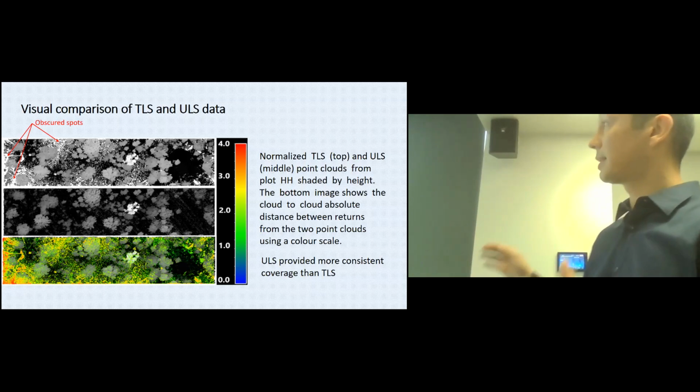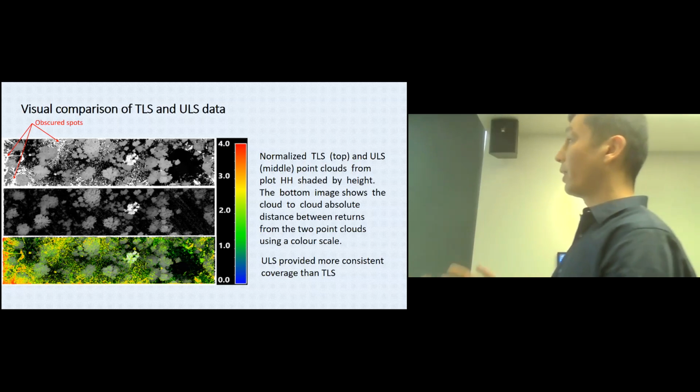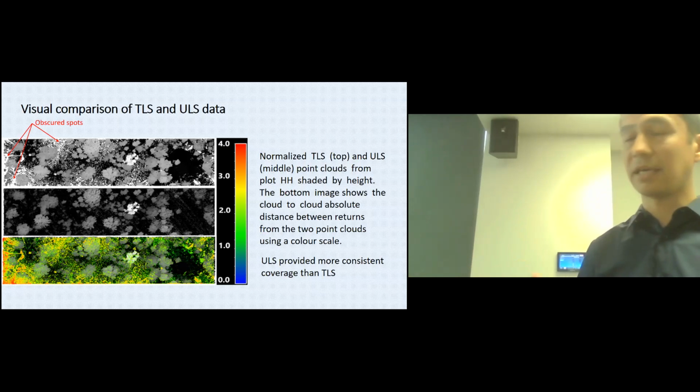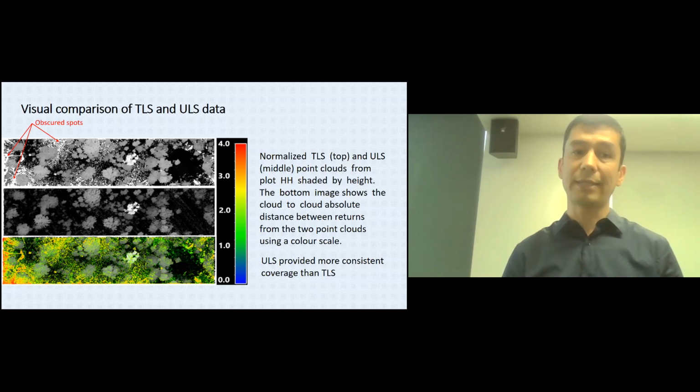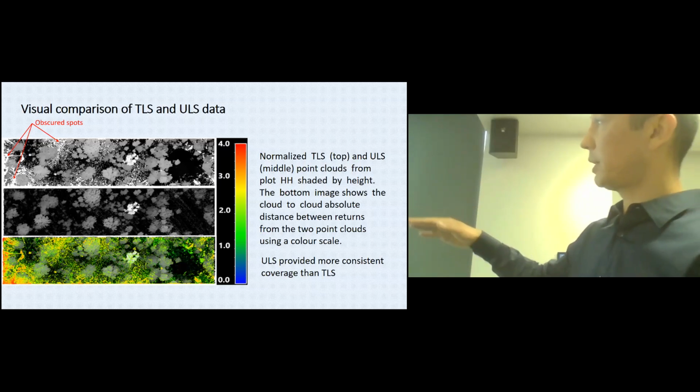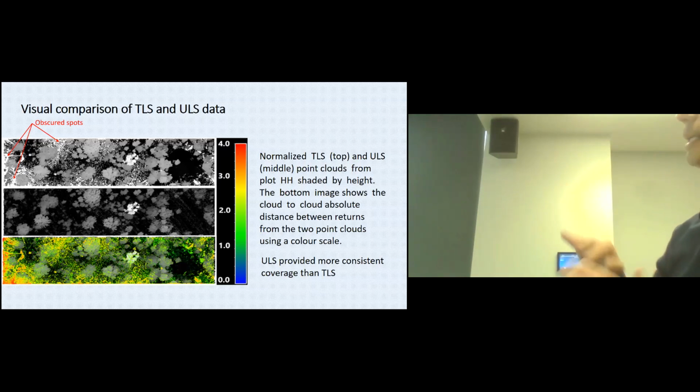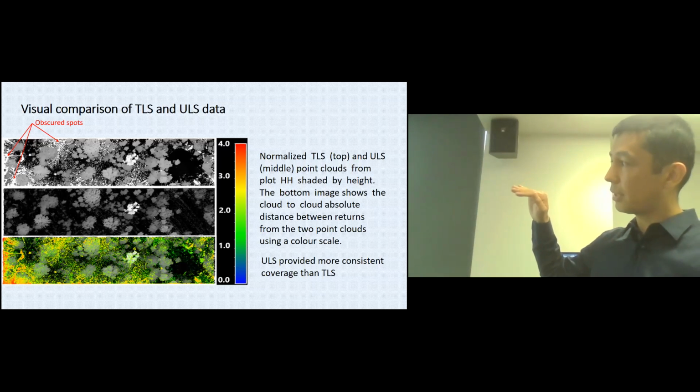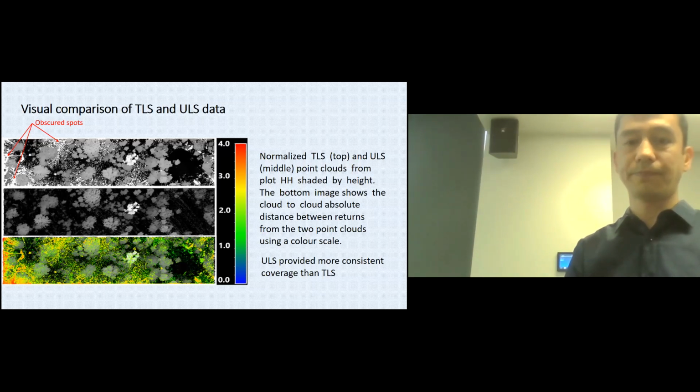In the middle image, it's the ULS data, or UAV LiDAR data. As you can see, it's giving more coverage than the TLS data. The bottom image is showing the difference between TLS and ULS. Blue to red areas show the difference, which TLS couldn't capture, however, ULS could capture.